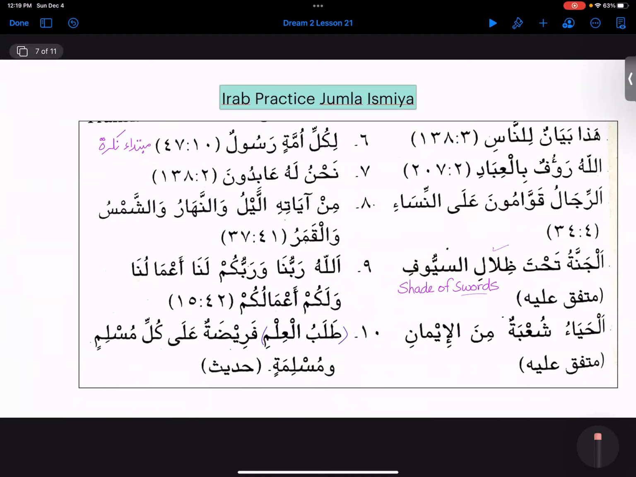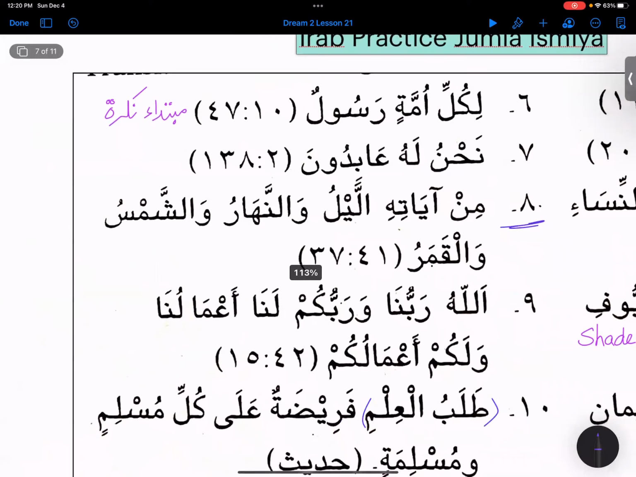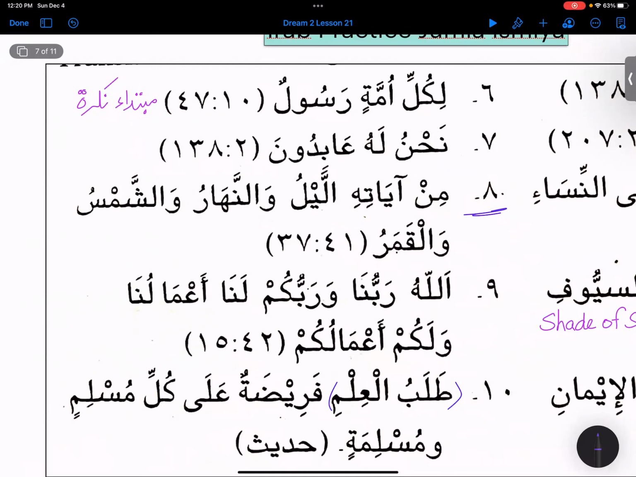Okay. So now let's do some more examples over here. Let's do number 8. Some are very easy and I can do just a couple of them. So: Min ayatihi al-laylu wan-naharu wash-shamsu wal-qamaru. What kind of sentence is it? Number 8 over here is MBT. Very good. We are trying to do i'rab. Who is ready? Min ayatihi al-laylu wan-naharu wash-shamsu wal-qamaru.